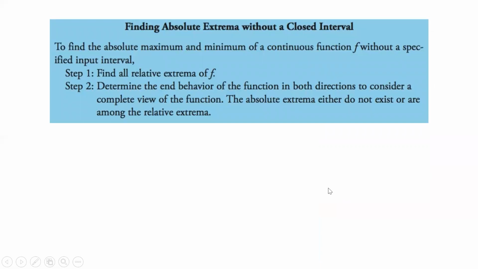Now, how do we find it without a closed interval? Well, to find the absolute maximum and minimum of a continuous function f without specified input interval, what we're going to do is we're going to find all relative extrema of f. Then we're going to determine the end behavior of the function in both directions to consider a complete view of the function. Now, the absolute extrema either do not exist or are among the relative extrema. So that's going to be the key.